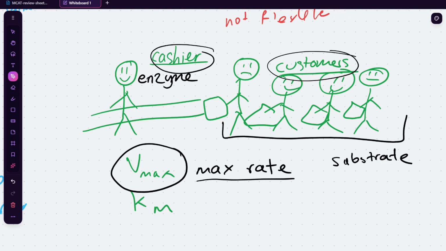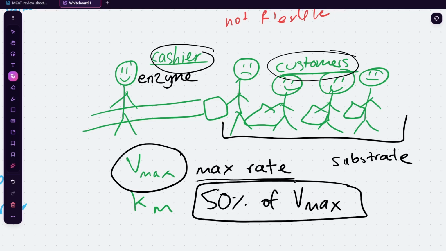And then Km is how many customers need to be waiting for the cashier to work at half speed, so at 50% of Vmax, 50% of their max speed, in other words. How many customers will need to be waiting? Let's say it was 3 customers. So Km is 3 in this scenario.